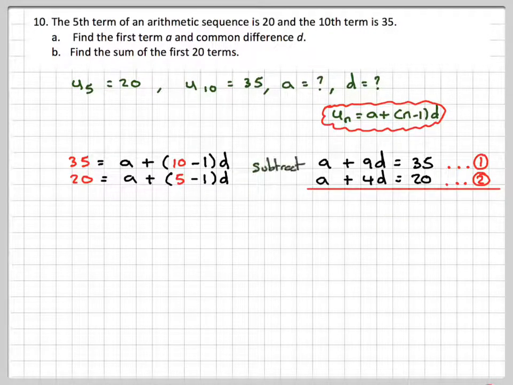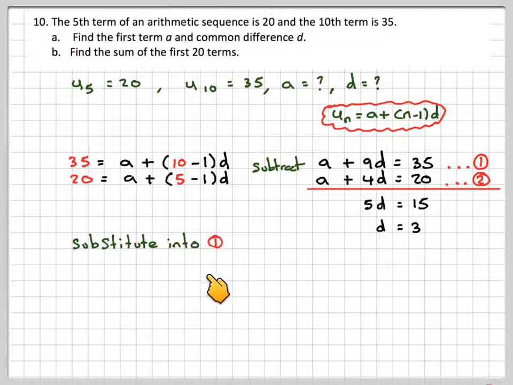So we subtract. A minus A gives me nothing. 9D minus 4D gives me 5D. 35 minus 20 gives me 15. Divide by 5, we're going to get that D is equal to 3.